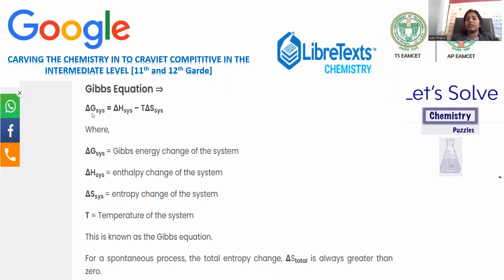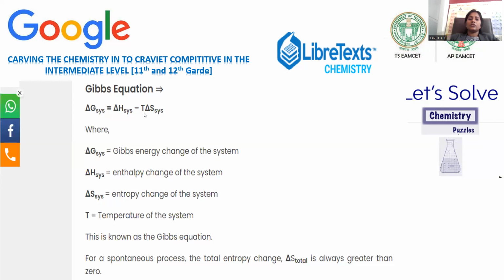How can we calculate Gibbs free energy? Gibbs free energy of the system is given by the formula delta G equals delta H minus T delta S. Delta G denotes what? Gibbs energy change of the system. Delta H is the enthalpy change of the system. T is for what? Temperature, at which temperature we are performing that reaction. And delta S denotes what? Entropy change of the system.